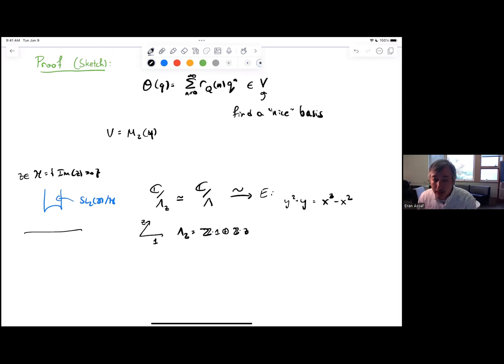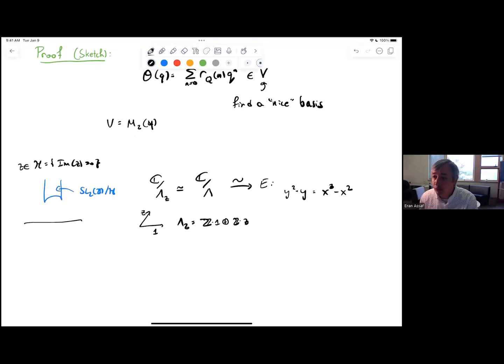Maybe more concretely, we sometimes want to keep track of more than just the elliptic curve. We want, for example, to keep track of the elliptic curve and some subgroup of order n. And for example, in this parameterization, this will correspond to C mod lambda Z and the point 1 over n plus lambda Z.